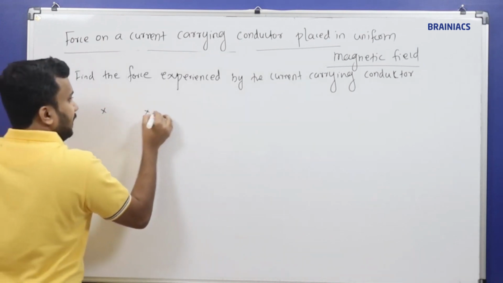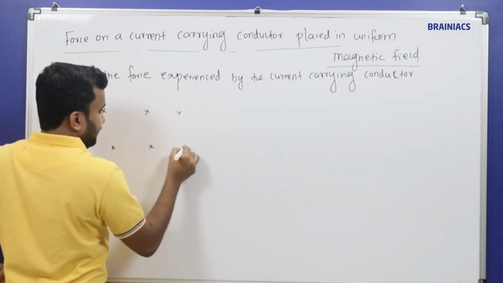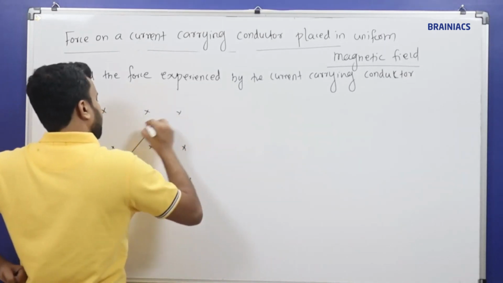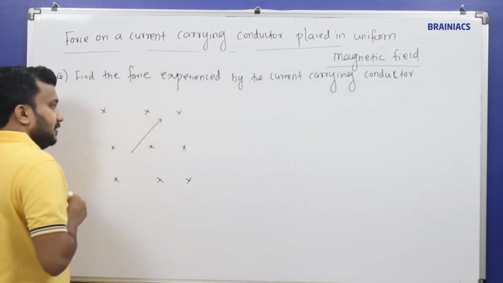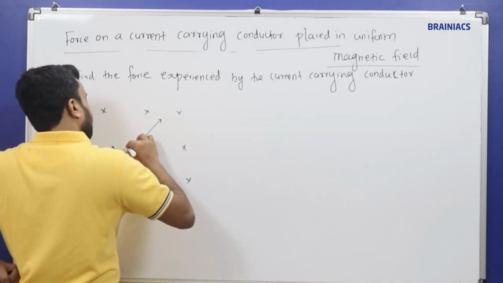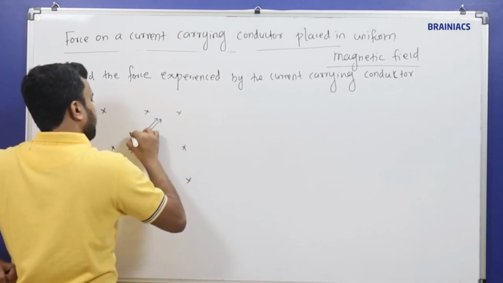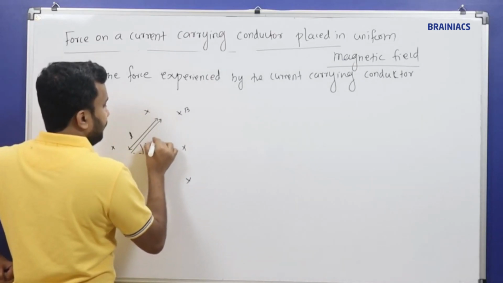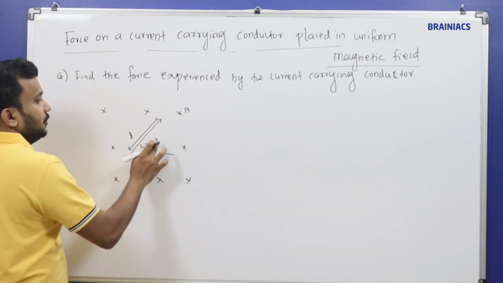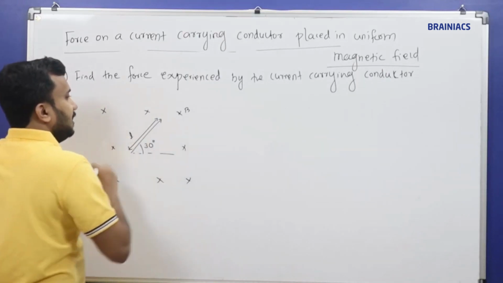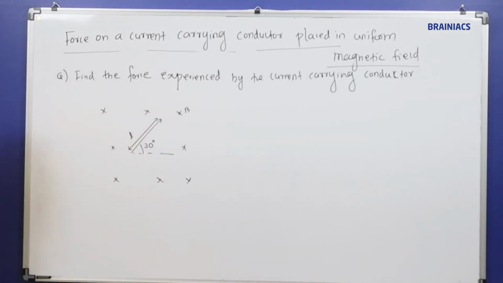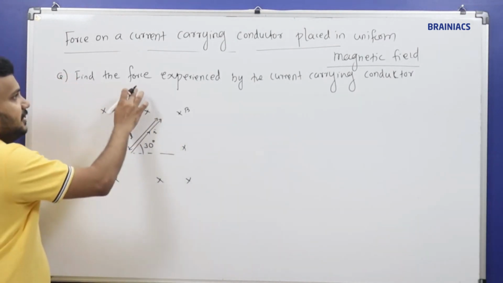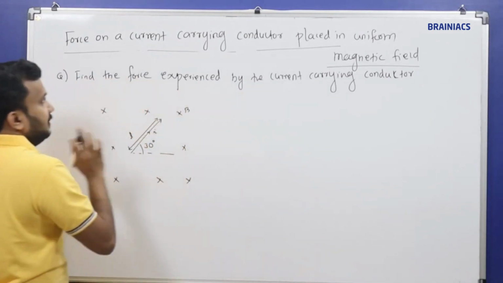So a diagram is given. The magnetic fields are where? Into the board or out of the board? Cross indicates into the board. We have placed a current carrying conductor and current is flowing in this direction. Its length is equal to L and the magnetic field is given. This makes an angle of 30 degree with horizontal. It carries a current of I. So we need to find the force experienced by the current carrying conductor.